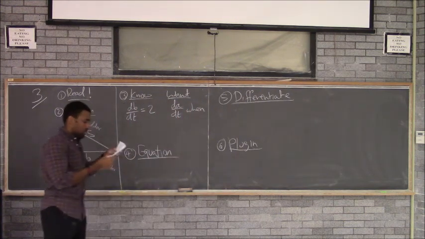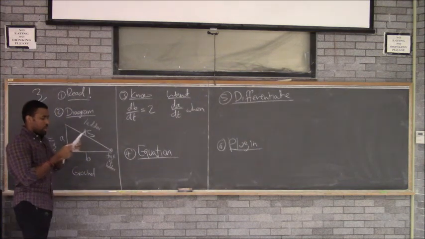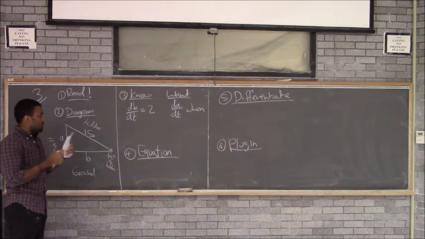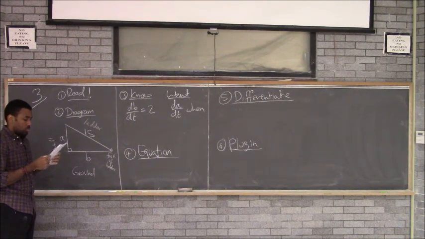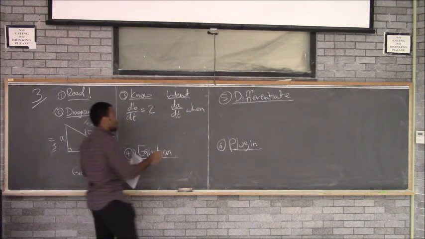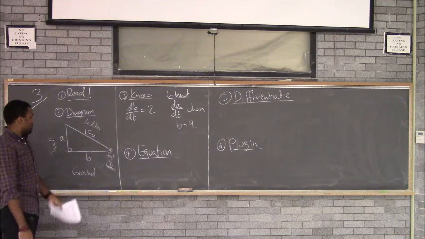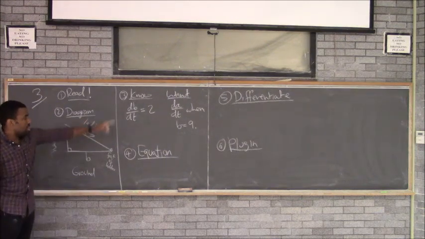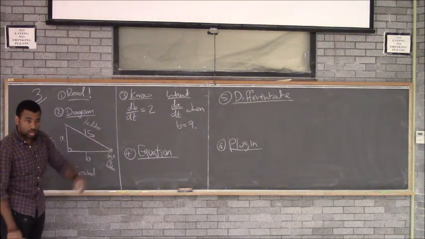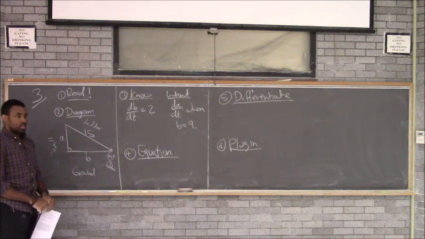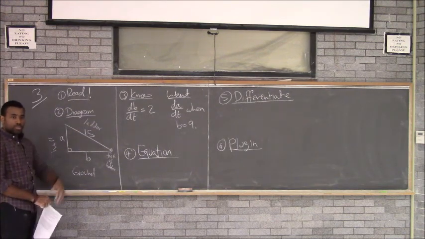When, how do I describe the when? What's the situation I want? We want that when the foot of the ladder is 9 feet from the wall. How do I describe that? B equals 9. So that's the situation. This is the fully labeled diagram. I know this. I want that when B equals 9. What is the equation? A squared plus B squared equals 15 squared. Pythagoras' theorem.